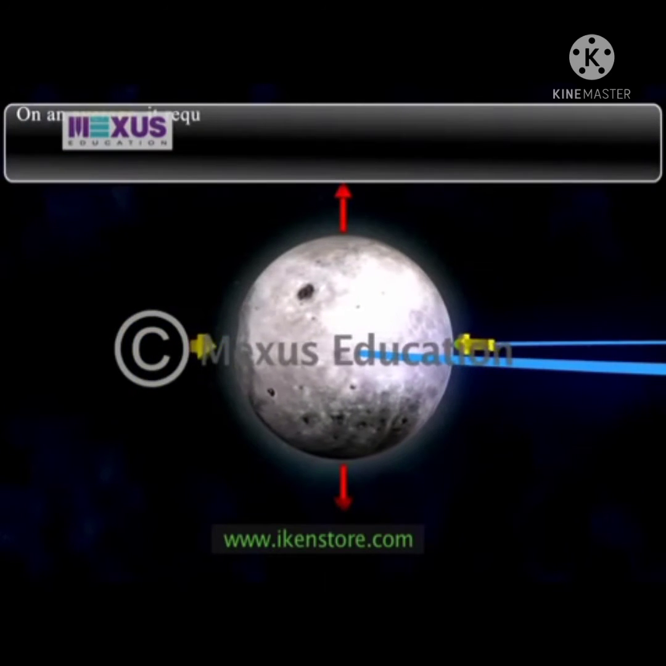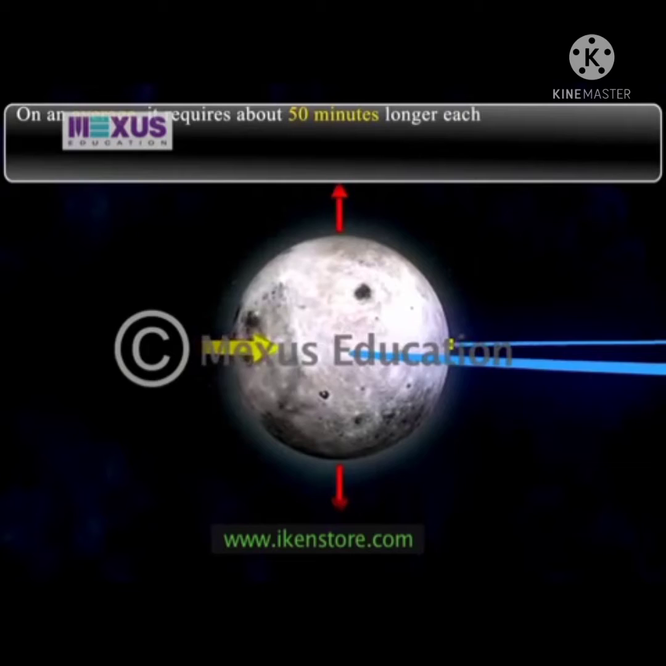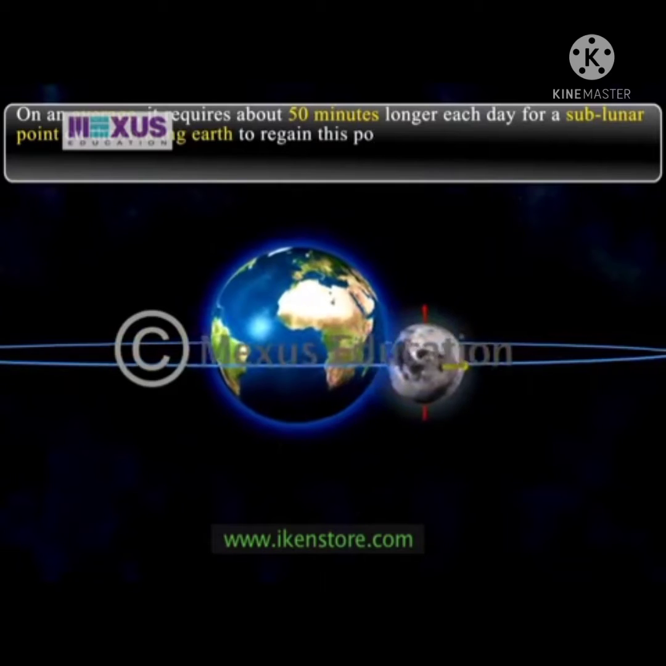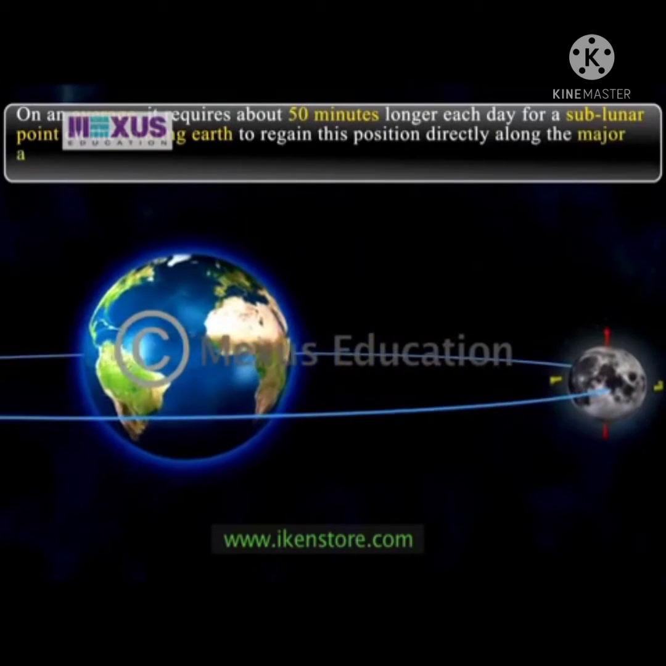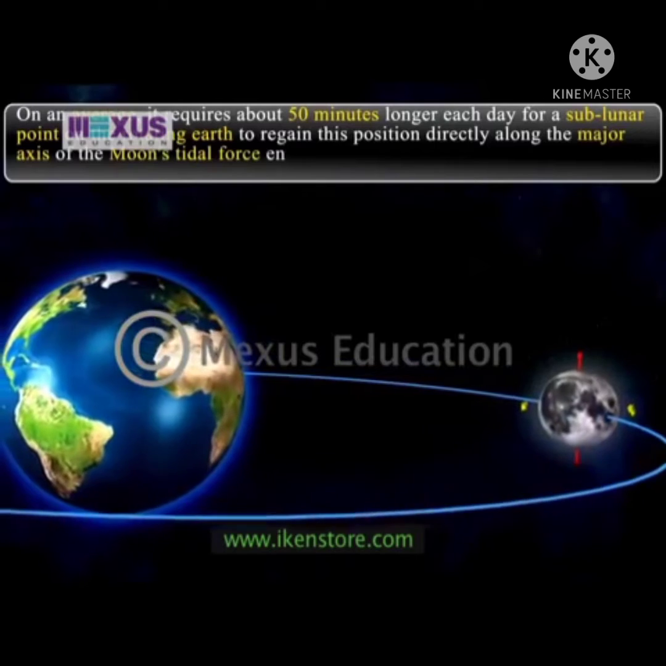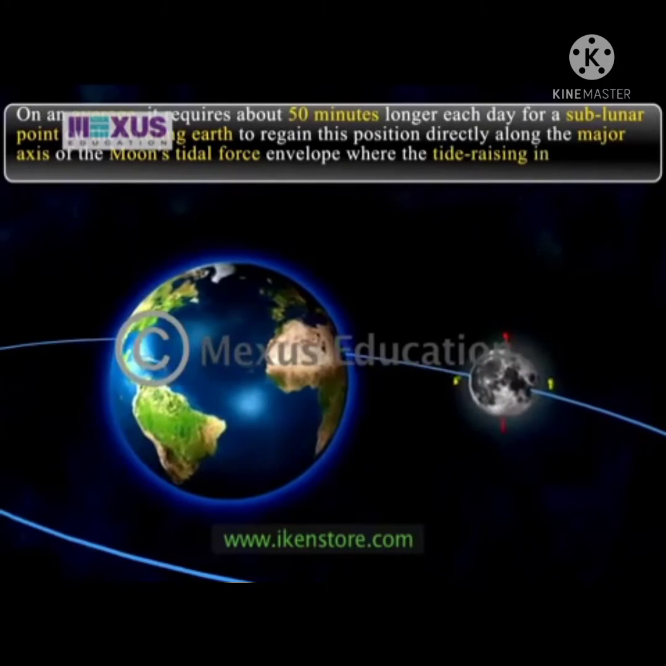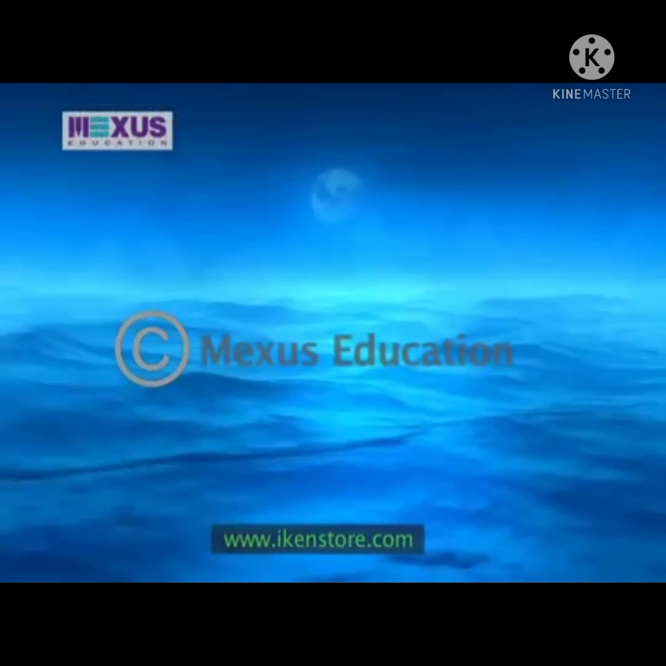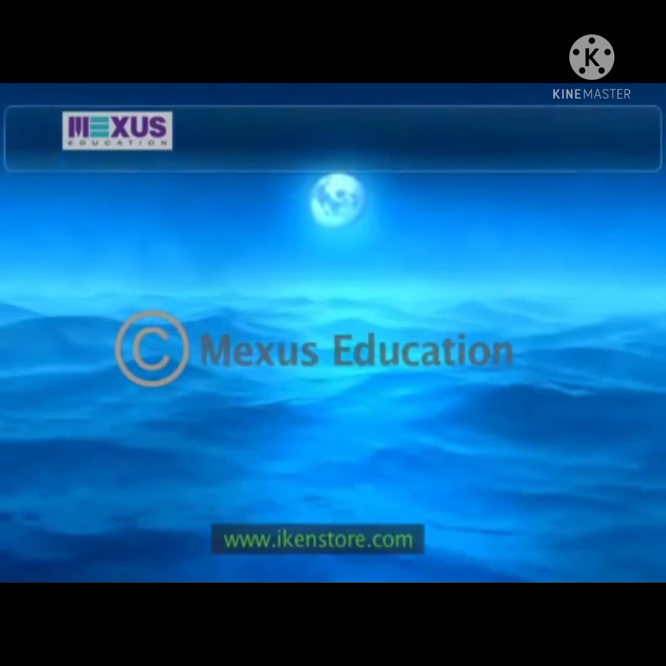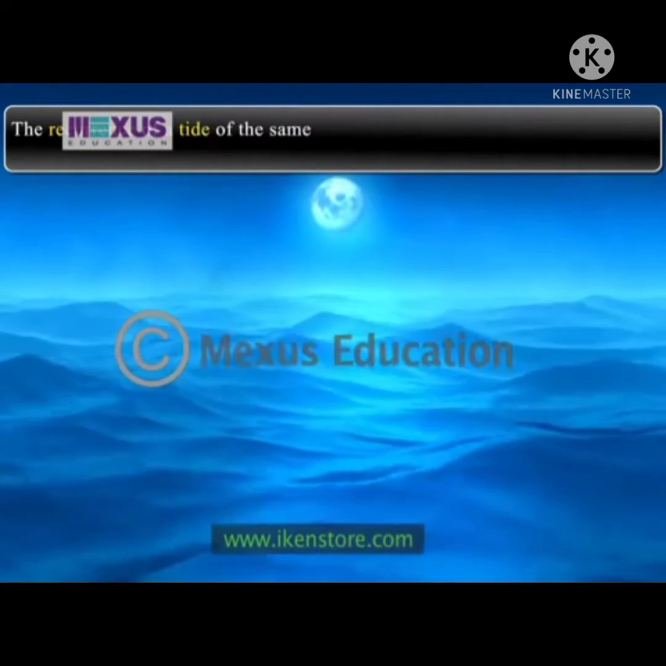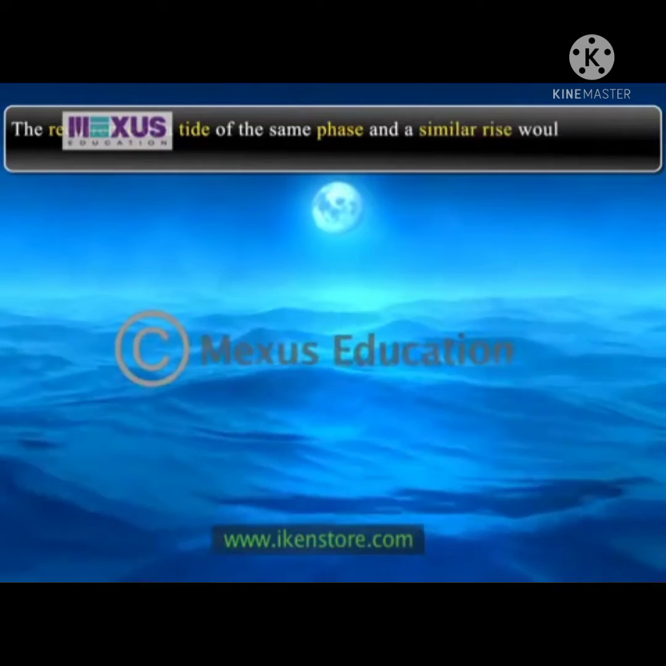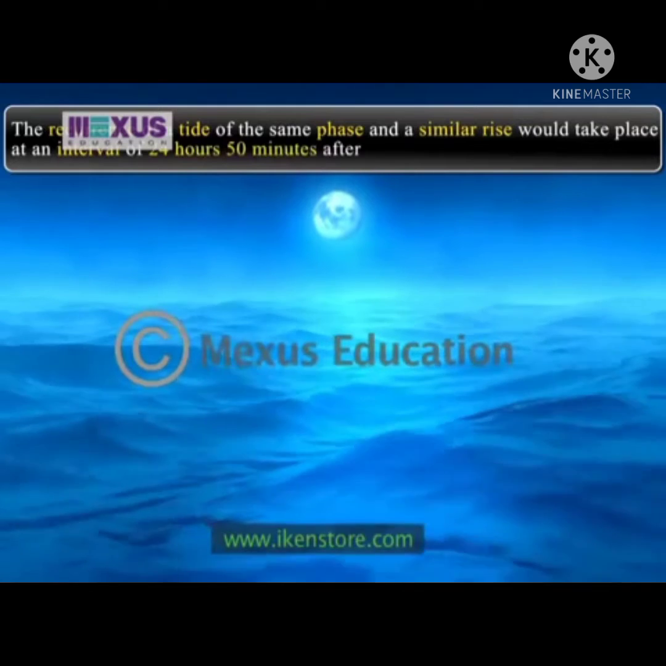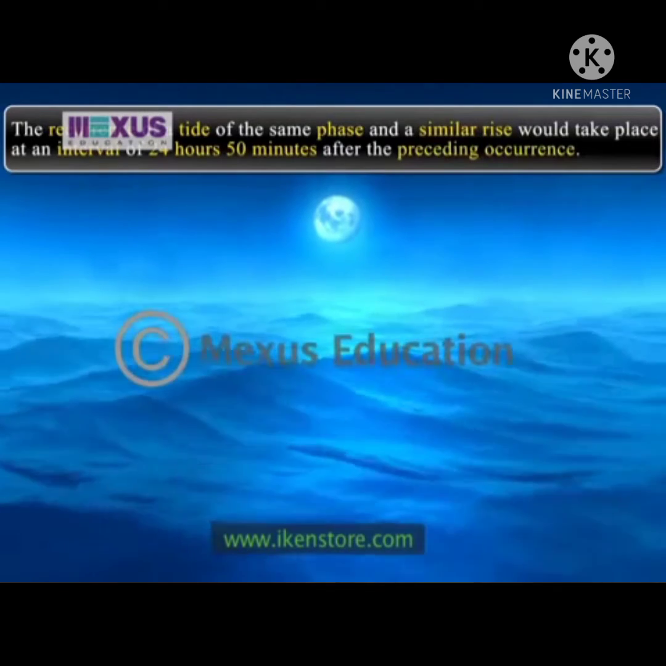On an average, it requires about 50 minutes longer each day for a sublunar point on the rotating Earth to regain this position directly along the major axis of the Moon's tidal force envelope, where the tide-raising influence is at its maximum. In consequence, the recurrence of a tide of the same phase and a similar rise would take place at an interval of 24 hours and 50 minutes after the preceding occurrence.